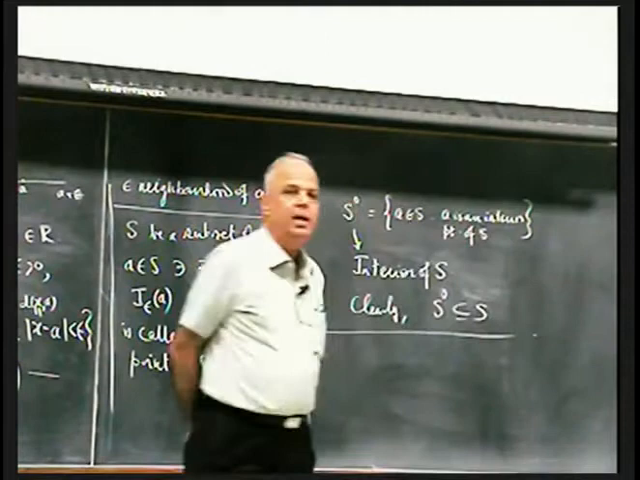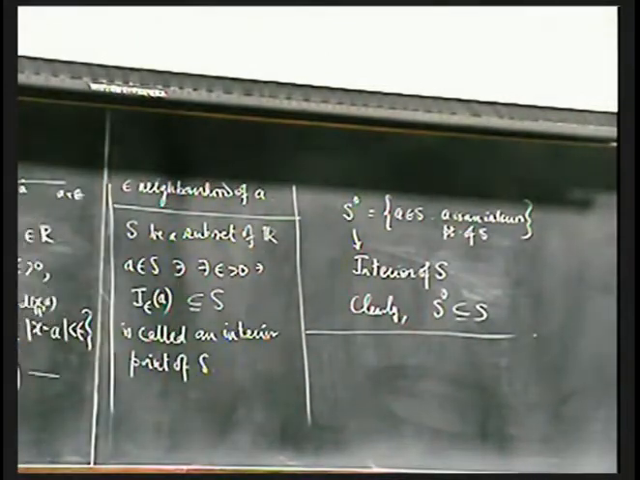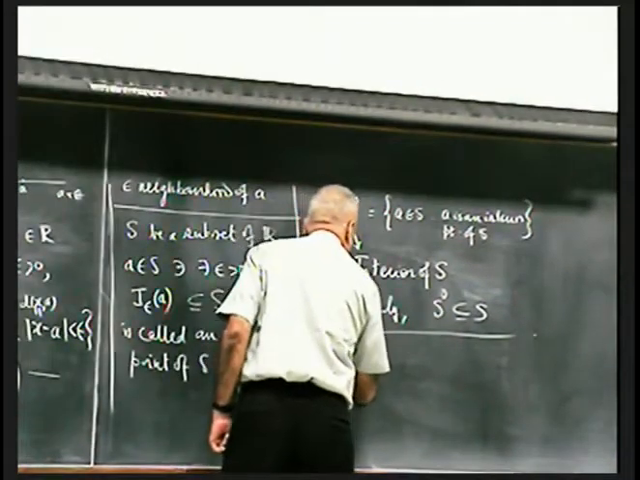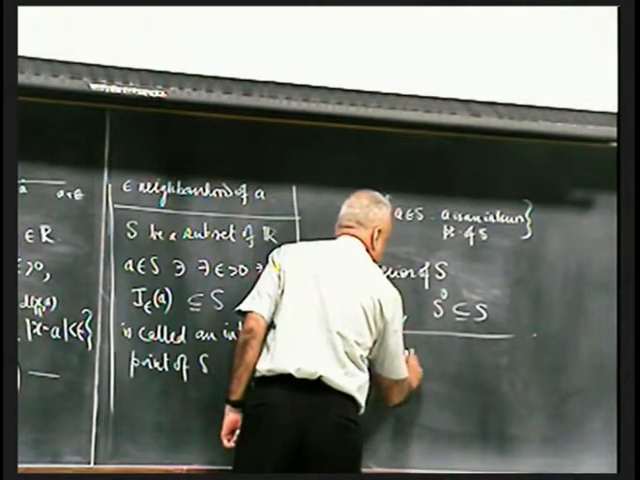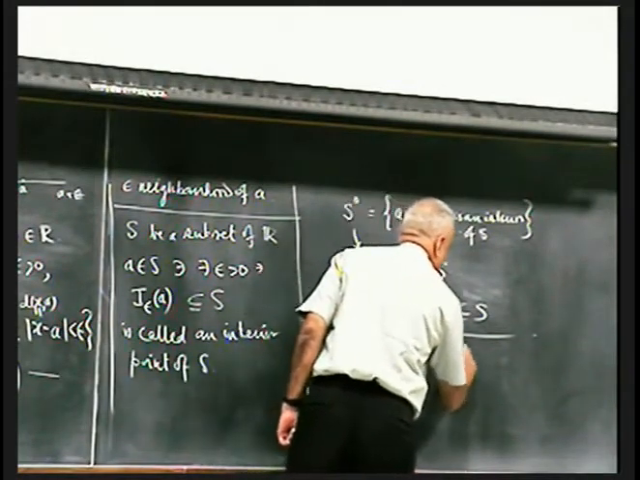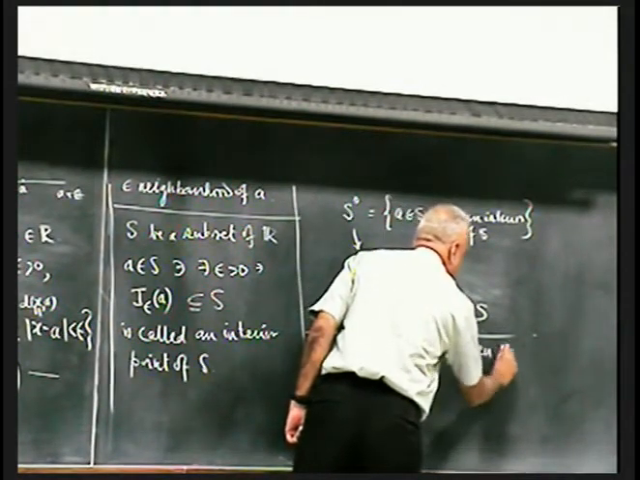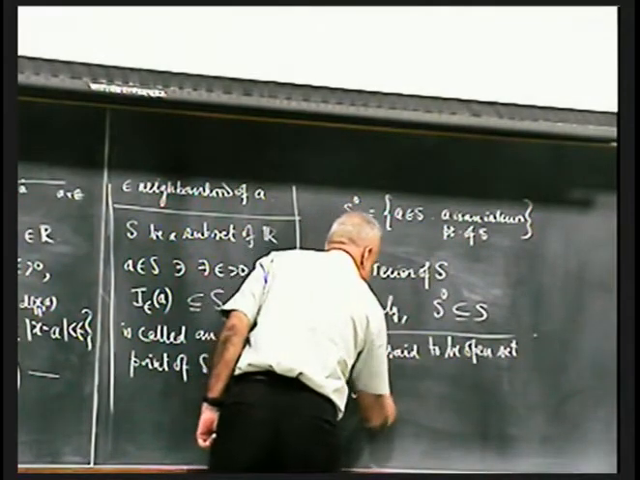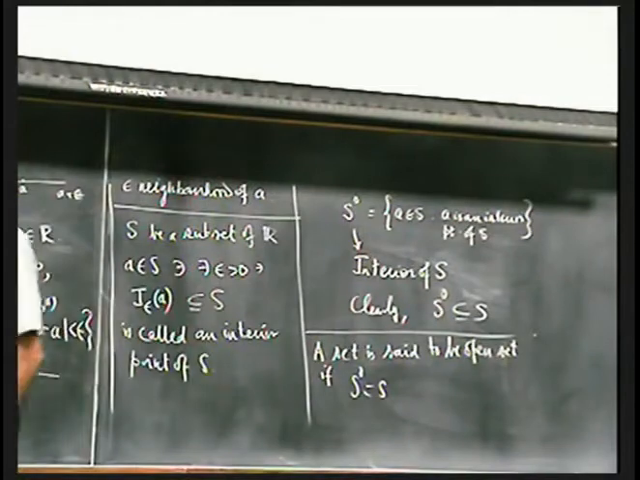Now comes the case where you have a clean site, that is, your set S is such that the interior is exactly equal to S. So no encroachment in any part of your house. A set is said to be open if S naught is S. That is, every point is an interior point.